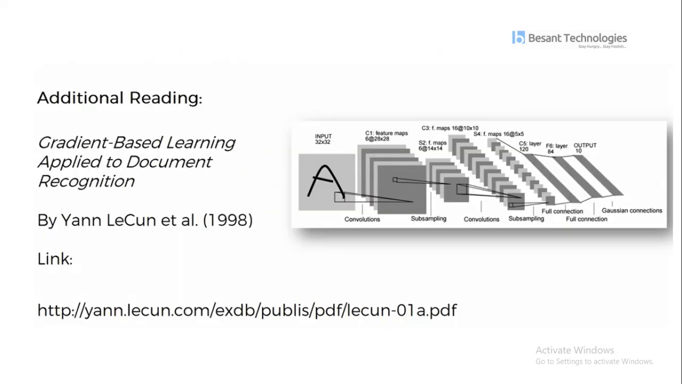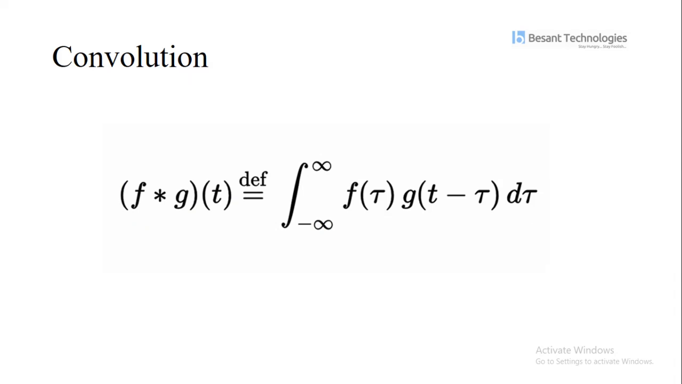There is a paper, Gradient-Based Learning Applied to Document Recognition, by Yann LeCun. This is the best documentation to refer to about CNN. So convolution, subsampling, again convolution, subsampling and full connection. This is how one CNN network looks. And this is the formula where our convolutional neural network will apply.